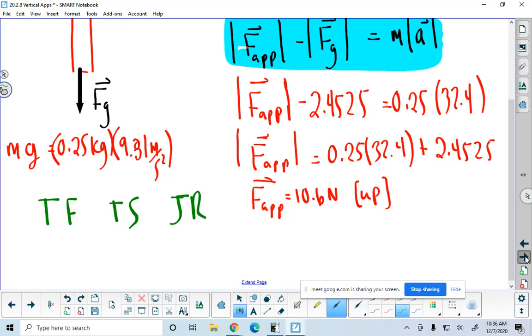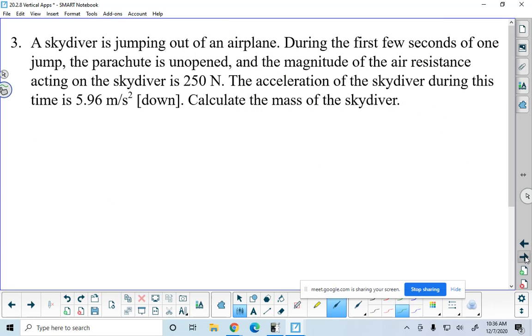All right, we're going to move on and take a look at the next question. A skydiver jumps out of an airplane. During the first few seconds of one jump, the parachute is unopened, right? You don't jump out of a plane and immediately open your chute. While the person is falling with their chute closed, the magnitude of air resistance on the skydiver is 250 newtons, and they are accelerating at 5.96 meters per second squared down.